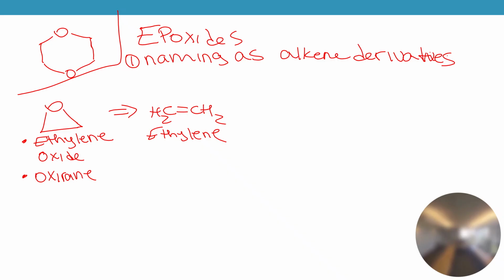And then the third nomenclature that we're going to learn, it's just naming them as epoxy. Because this is the simplest of the epoxides, it doesn't really have an epoxy name. Well, I guess it would be epoxyethane. Yeah, I guess it would be epoxyethane. But anyway, I digress. Let's go back to naming as derivatives of alkenes.